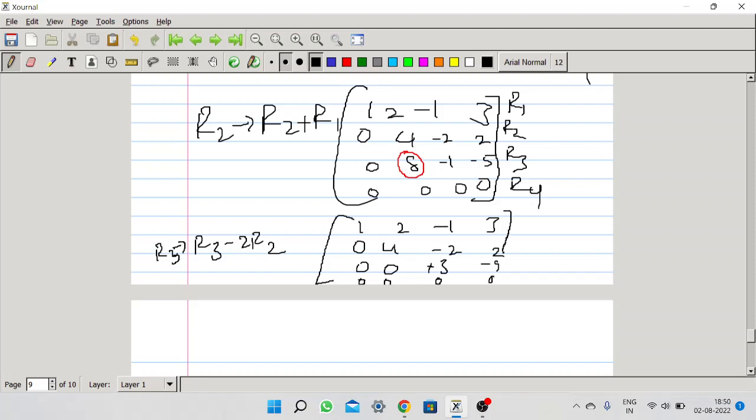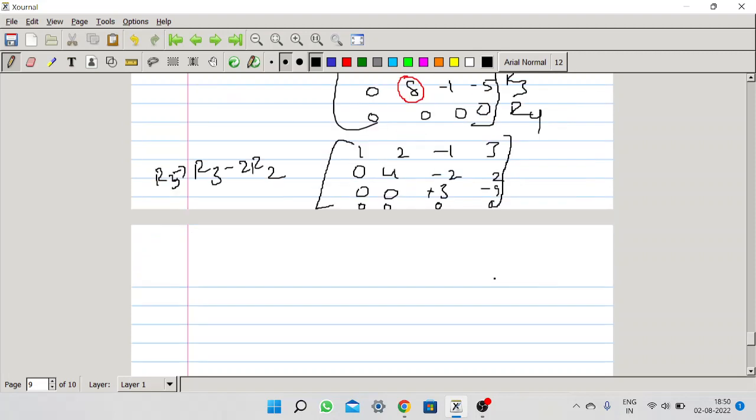So now the matrix is in row echelon form. From this you can say what is asked: the number of non-zero rows in the echelon form. So this matrix is now in the echelon form, and the number of non-zero rows is 3, that you can see easily. So number of non-zero rows equal to 3.